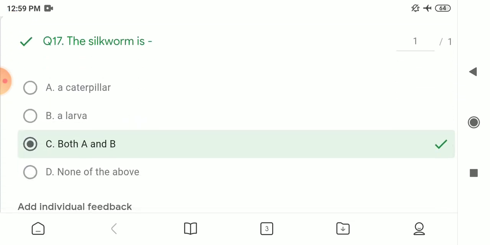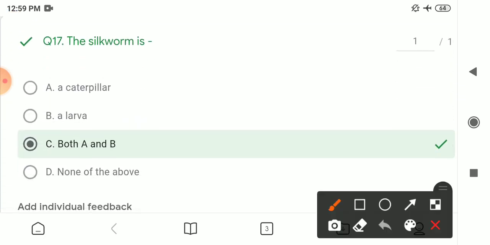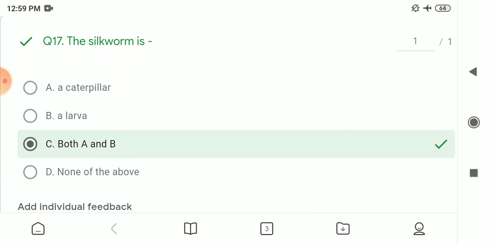Next is 17th number. The silkworm is dash. The options are caterpillar, larva. Option C is both A and B, and option D is none of the above. So here your answer is option C, that is both A and B. The silkworm is also known as the caterpillar, or you can say larva also. So here your answer is option C.